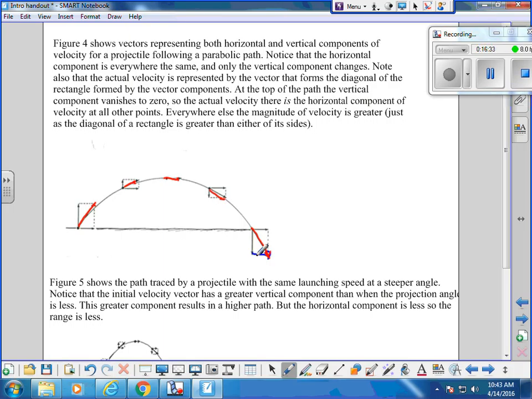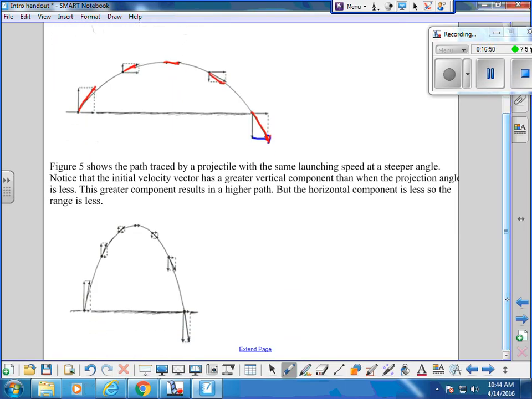At the top of the path, the vertical component vanishes to 0. So the actual velocity there is the horizontal component of velocity at all other points. Everywhere else, the magnitude of velocity is greater, just as the diagonal of a rectangle is greater than either of its sides.